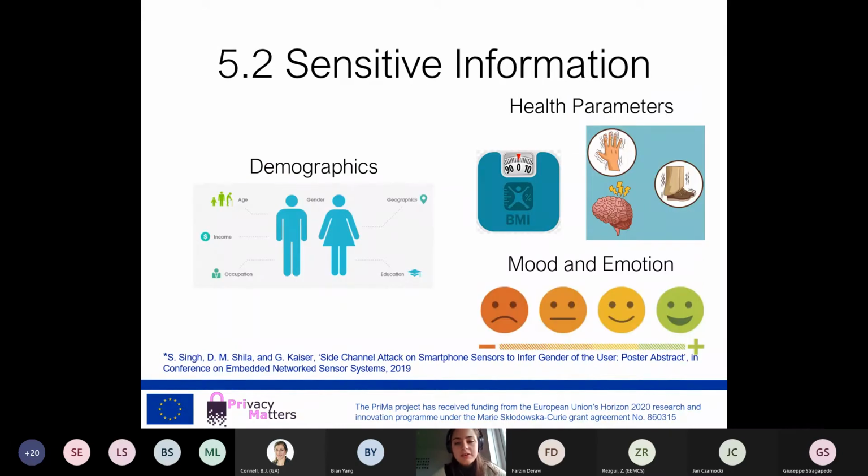Okay, about the sensitive information, I divided it into three groups that I think are the main groups. First of all, demographics, such as gender, age, weight, height, etc. Another group that we can find is health parameters and body features, for example, predicting the body mass index, stress detection, Parkinson's disease, etc. And another big group that I found is mood and emotion, like you can determine a person's state of mind or whether they are happy, sad, or neutral.